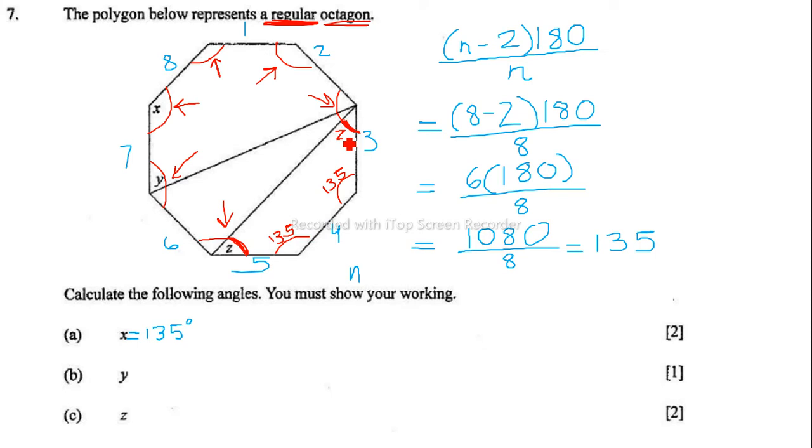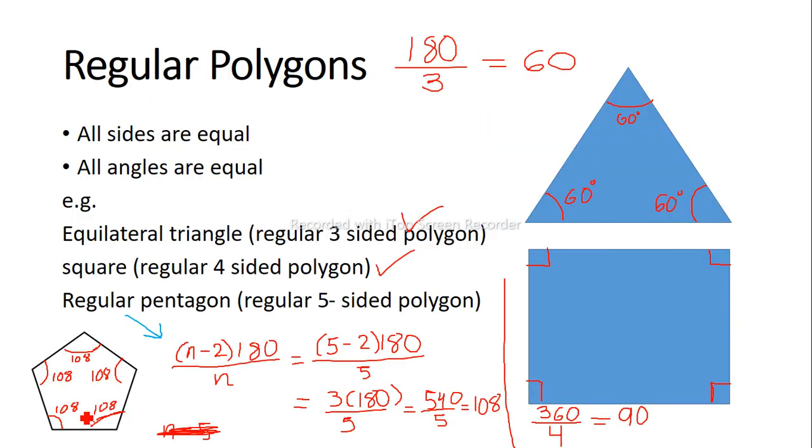Yes, sir. Alright. Now, all of them together, angles in a quadrilateral, must add up to what? 360. So that means that for C, this is just gonna be our working for C. We're gonna have Z plus Z plus 135 plus 135.